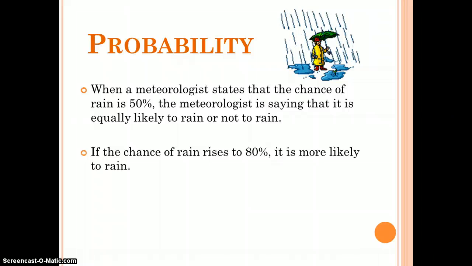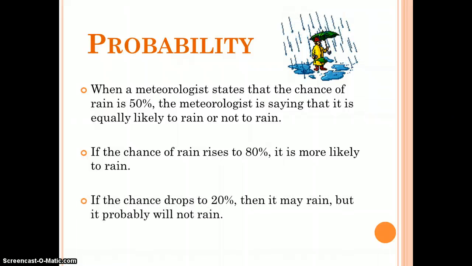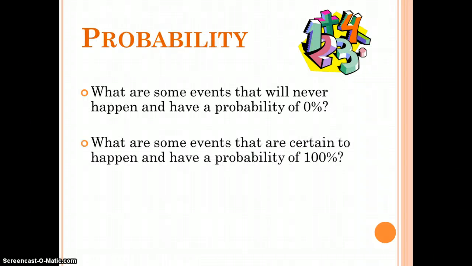It's a good guess. If the chance of rain is 80%, then we're pretty sure it's going to rain. You're probably going to want to bring an umbrella that day. 20% means it may rain, but probably not. Keep going. I'm just going to skip through this because we talked about that.